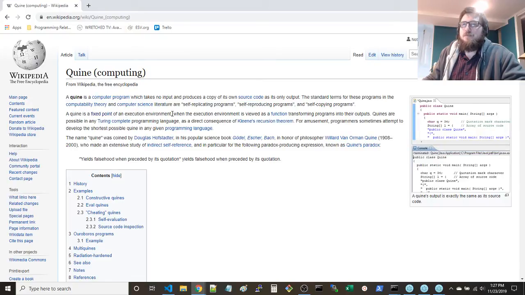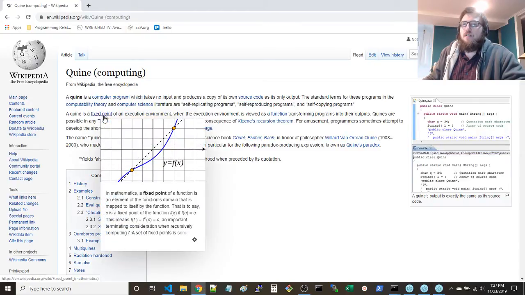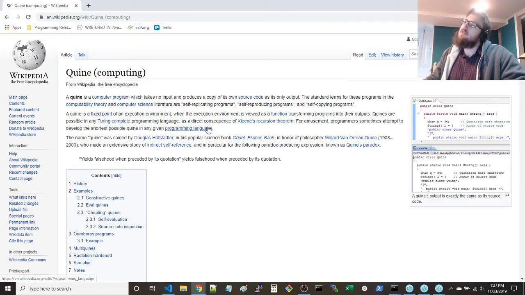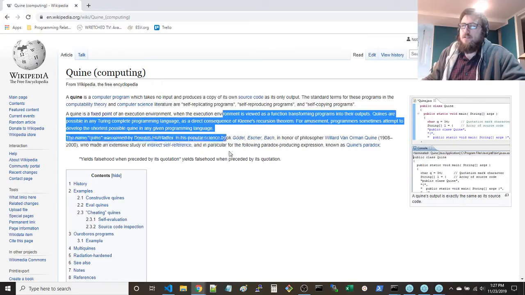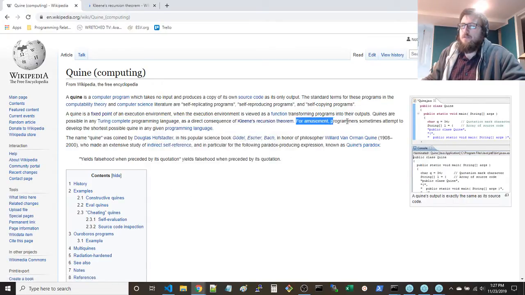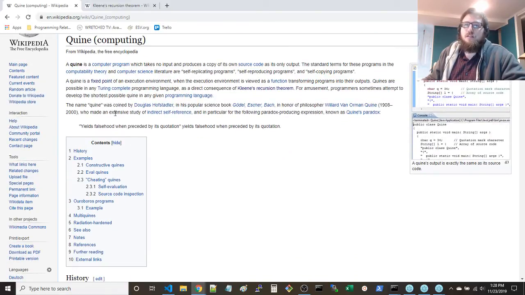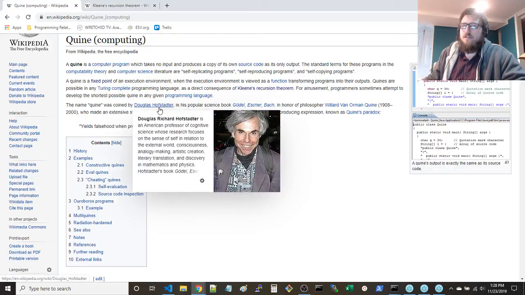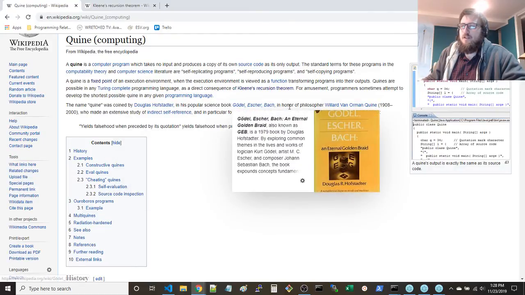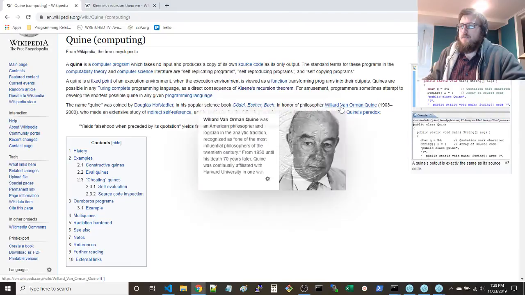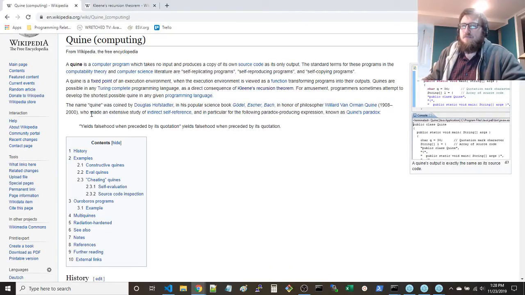A quine is a fixed point of an execution environment. Oh, it is a fixed point. When the execution environment is viewed as a function transforming programs into their outputs, quines are possible in any Turing-complete programming language as a direct consequence of Kleene's recursion theorem. For amusement, programmers sometimes attempt to develop the shortest possible quine in any given programming language. The name quine was coined by Douglas Hofstadter in his popular science book Gödel, Escher, Bach, in honor of philosopher Willard Van Orman Quine, who made an extensive study of indirect self-reference.